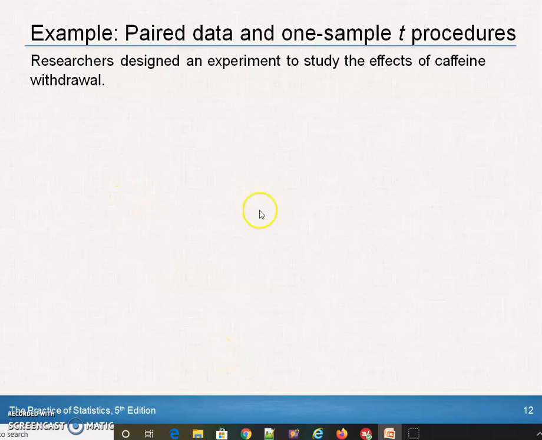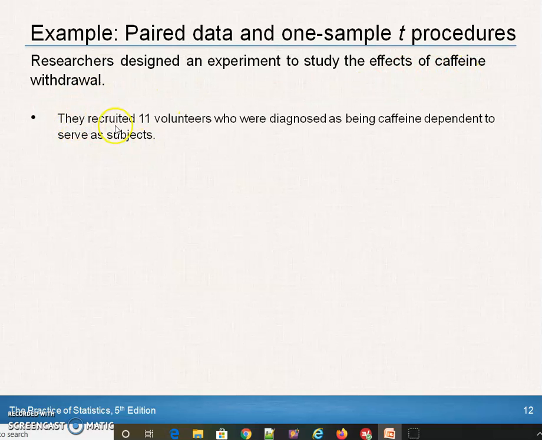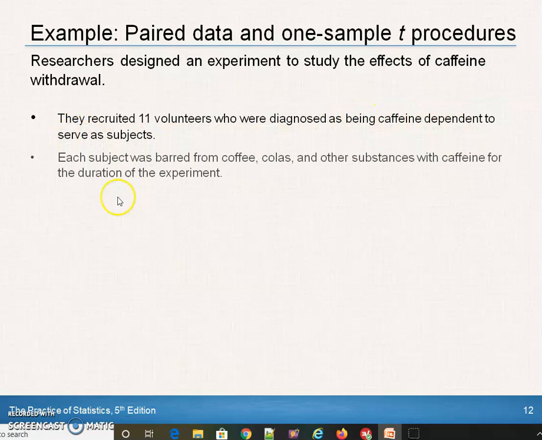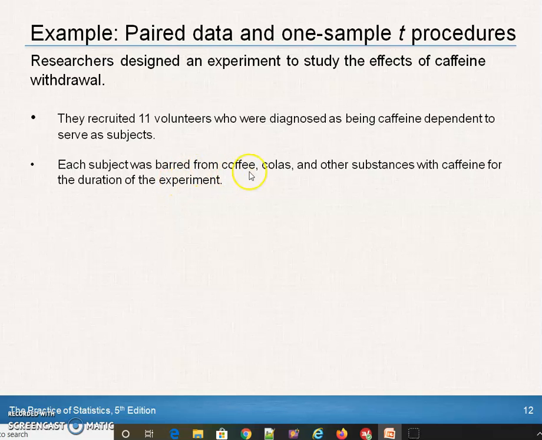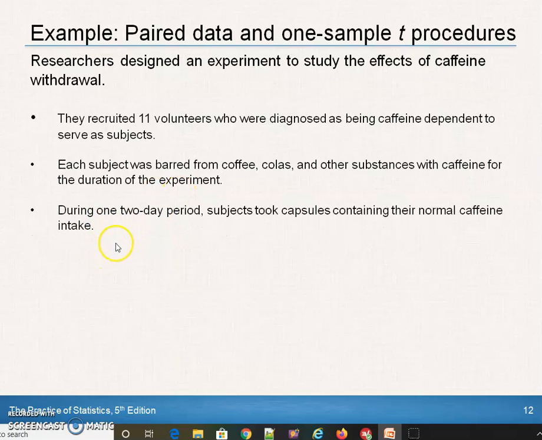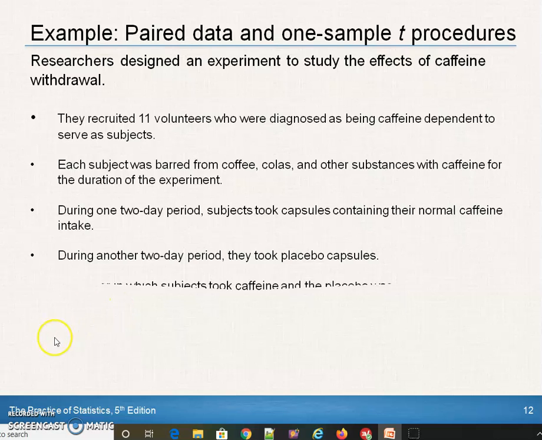So here's an example. Researchers designed an experiment to study effects of caffeine withdrawal. They recruited 11 volunteers diagnosed with being caffeine dependent to serve as subjects. Each subject was barred from coffee, colas, and other substances with caffeine for the duration of the experiment. During one 2-day period, subjects took capsules containing their normal caffeine intake. During another 2-day period, they took placebos. The order in which the subjects took the caffeine and placebo was randomized.